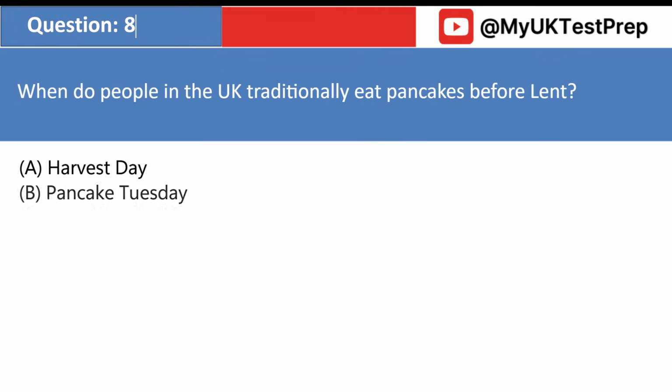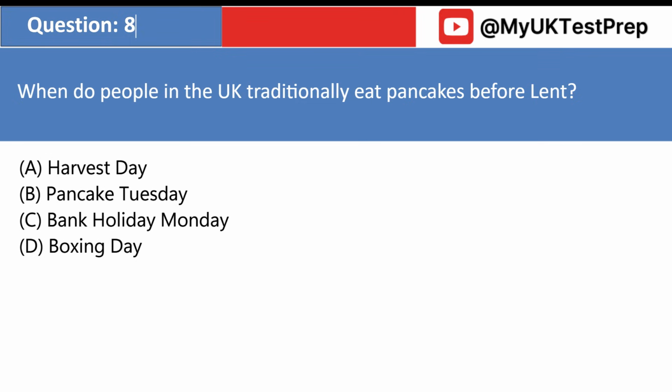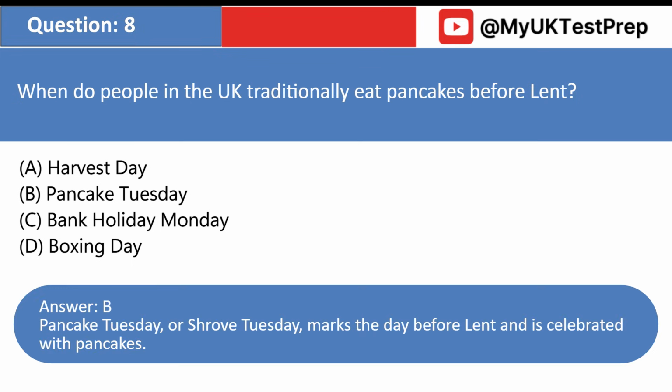When do people in the UK traditionally eat pancakes before Lent? A. Harvest Day. B. Pancake Tuesday. C. Bank Holiday Monday. D. Boxing Day. Answer: B. Pancake Tuesday, or Shrove Tuesday, marks the day before Lent and is celebrated with pancakes.